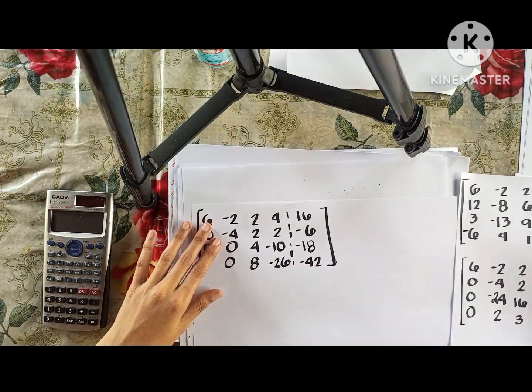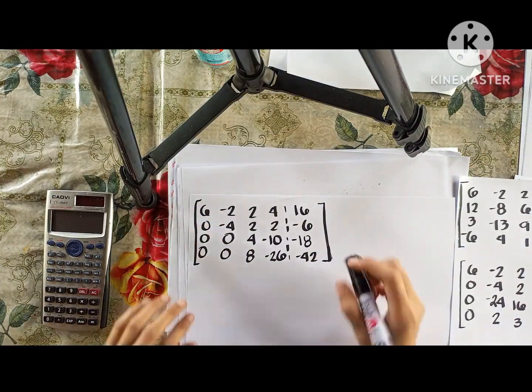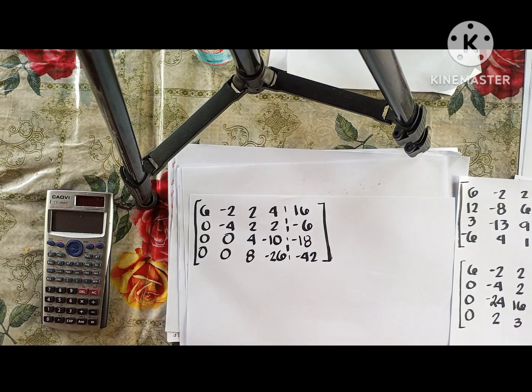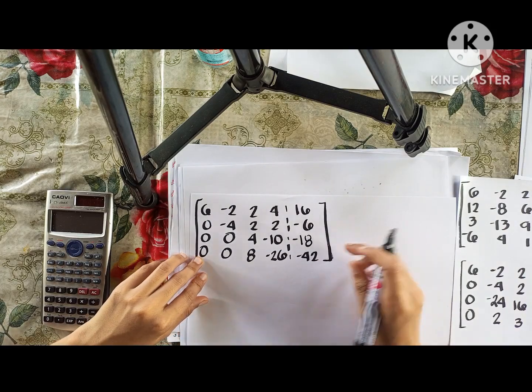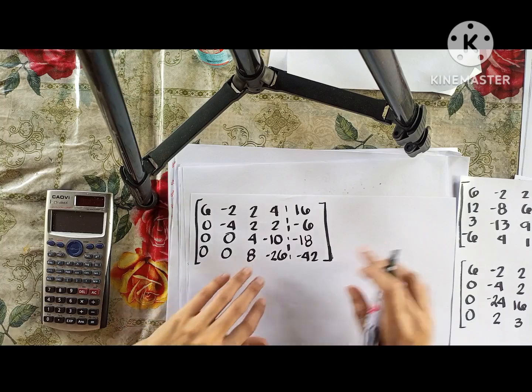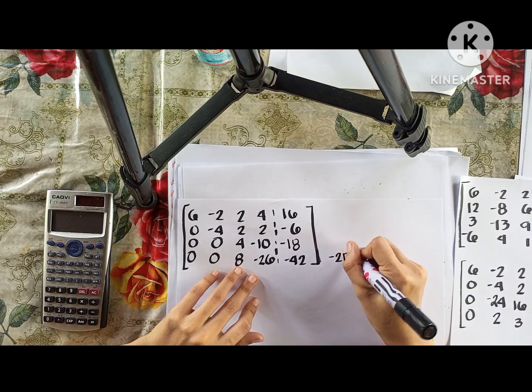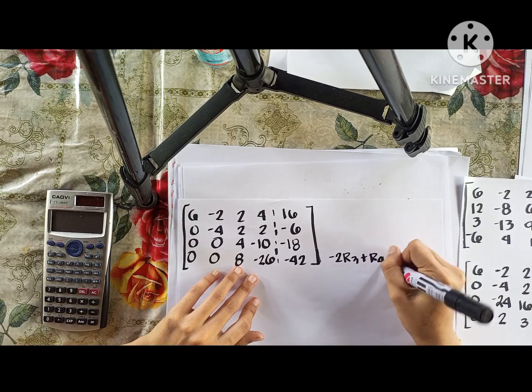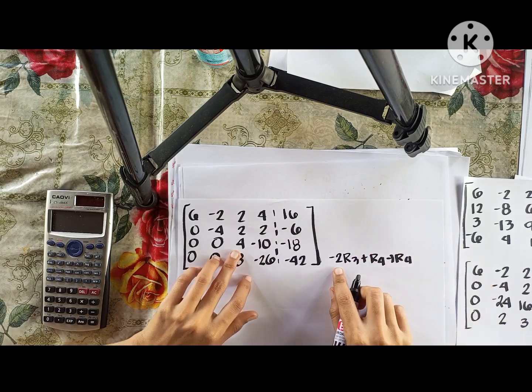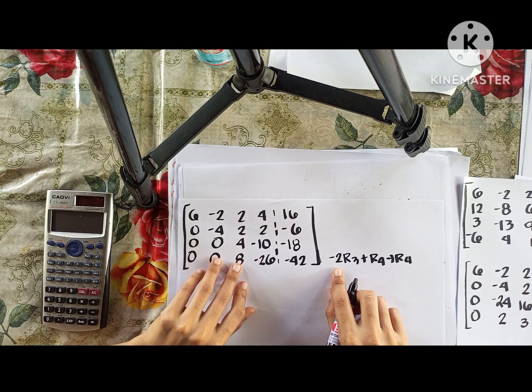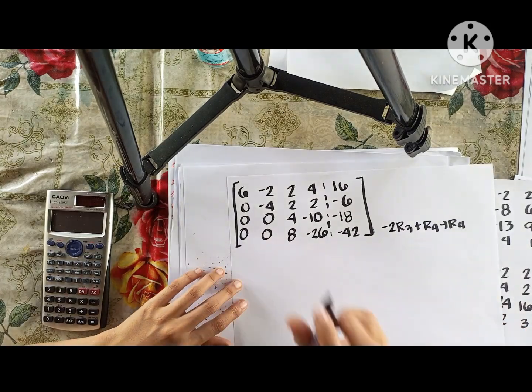Now, the next thing that I'm going to do is to make this 8 become 0. To do that, I am going to multiply negative 2 by R3 plus R4, because negative 2 times 4 is negative 8 plus 8, that would be 0. So we have here, copy the first, second, and third row.